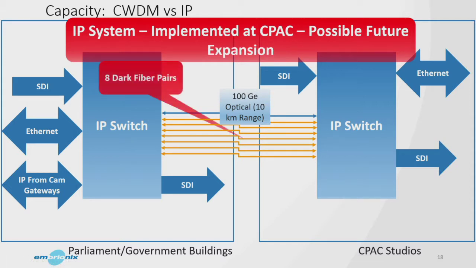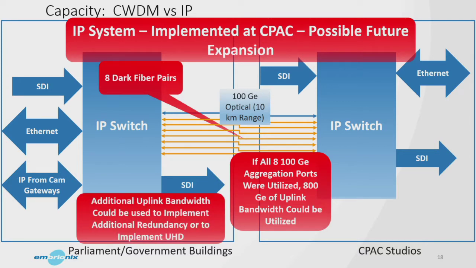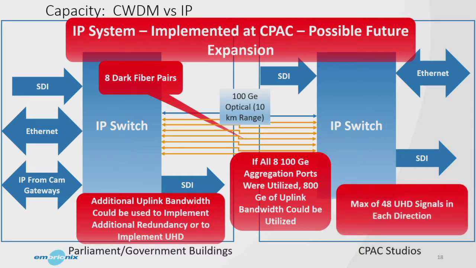This is showing if you used all 8 of the 100 gig ports, possible future expansion, shown in orange here. Now you're adding more dark fiber pairs for a total of 8. And if you did that, you now have 800 gig of uplink bandwidth between the 2 sites, 800 gig in both directions. That additional uplink bandwidth could be used to implement additional redundancy or to implement UHD on that system. Now, you could get up to a maximum of 48 UHD signals on the system if you implemented all 8 of those aggregation ports with 8 dark fiber pairs.